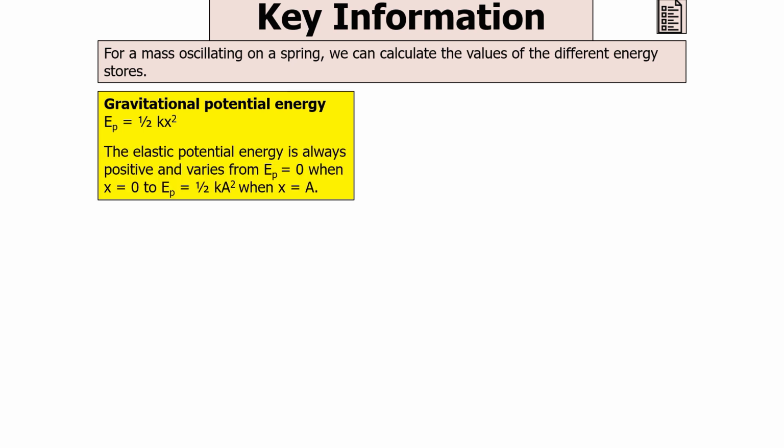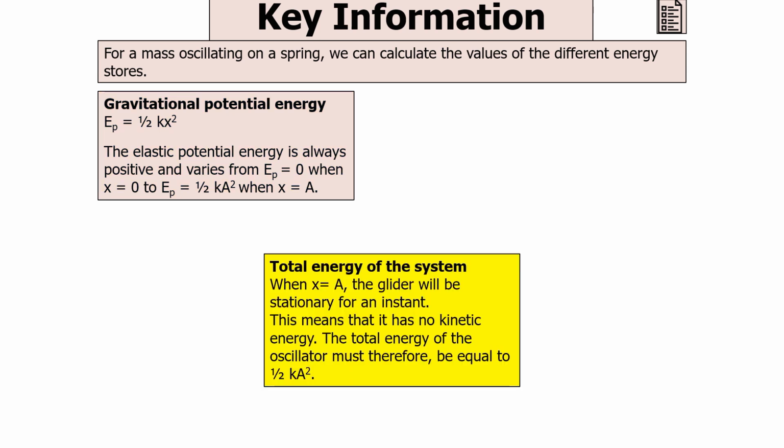Now the elastic potential energy is always positive and varies from 0, when x is equal to 0, to a half k a squared, where x is equal to a. Now the total energy of a system is when x equals a, because the object will be stationary for an instant. So this means that there's no kinetic energy. The total energy of the oscillator must therefore be equal to a half k a squared.